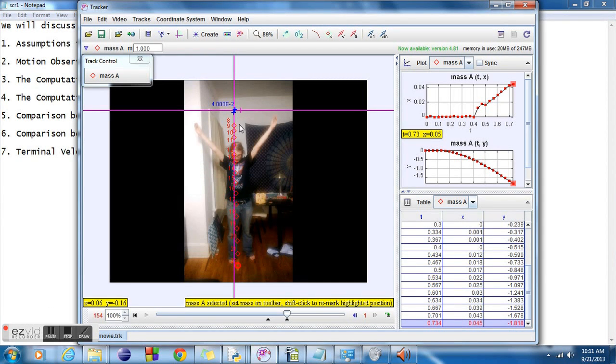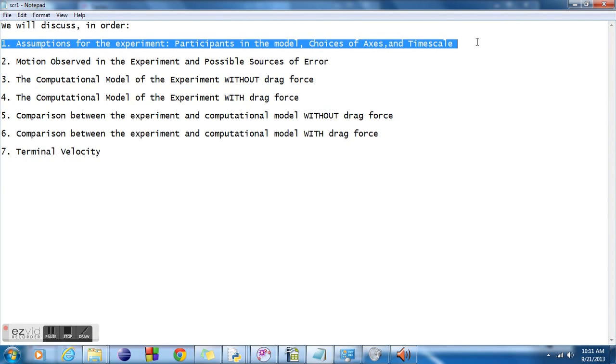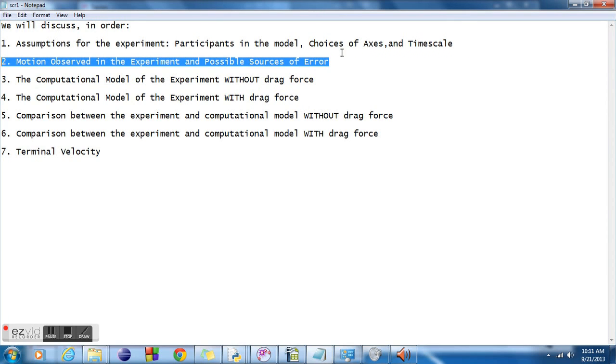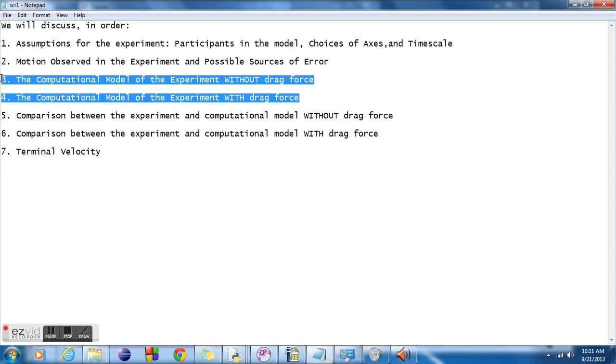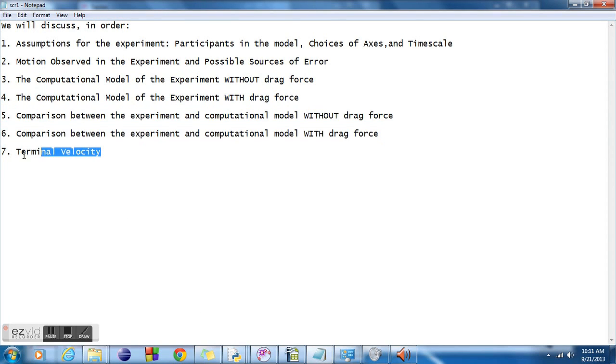Today I'm going to discuss an experiment I conducted concerning an object falling downwards subject to Earth's gravitational field and a force I will describe called drag force. We'll discuss in order assumptions for the experiment, such as participants in the model, choice of axes and timescale, motion observed in the experiment, and possible sources of error, the computational model of the experiment without and with drag force, comparison between the experiment and computational model without and with drag force, and the concept of terminal velocity.